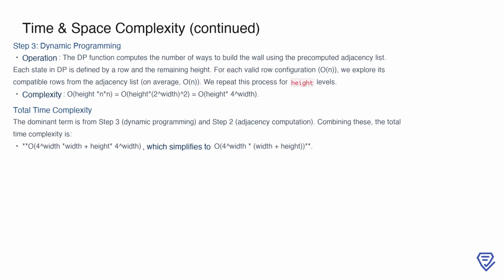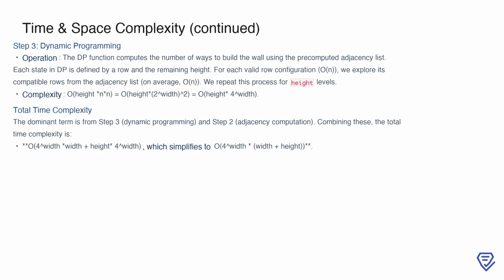In the dynamic programming step, we calculate the number of ways to build the wall using the pre-computed adjacency list. The dp state is defined by a specific row configuration and the remaining height of the wall. For each of the n row configurations, we explore its compatible transitions, which again involves n operations on average. Repeating this process across all height levels leads to a time complexity of height*n*n, or equivalently, height*2^width*2^width, which simplifies to height*4^width.